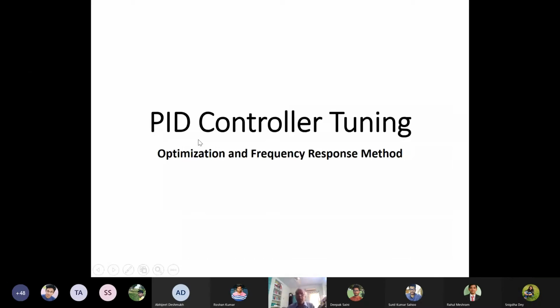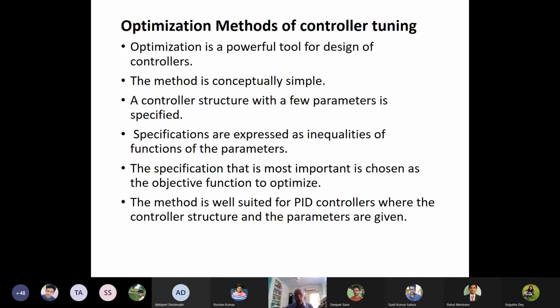Okay, so we'll start with the PID controller tuning using optimization as well as the frequency response method. As I told you, optimization methods is a very powerful tool for design of controllers, not only for design of controller, for many other problem solving aspects. Conceptually, the optimization method is pretty simple. Formulation of optimization problem is not so difficult, but getting the proper solution is not a trivial issue.